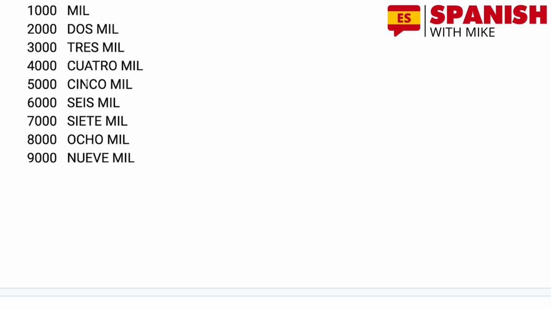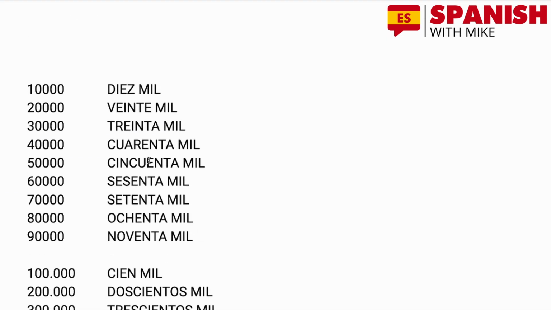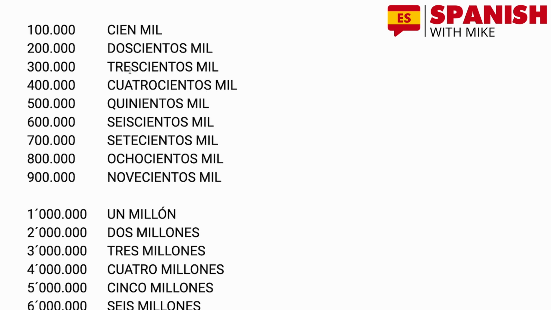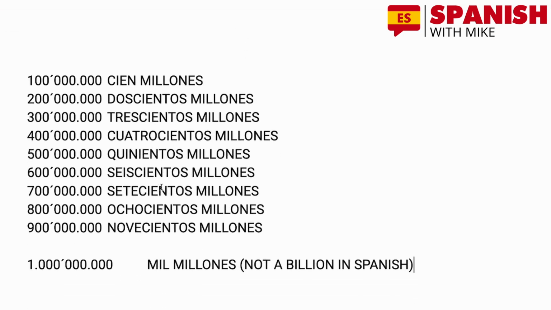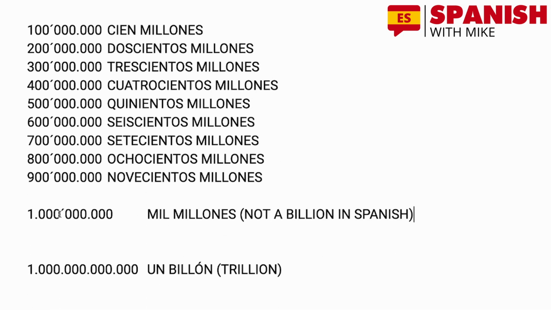3,000 millones, 4,000 millones, 5,000 millones, 6,000 millones, 7,000 millones, 8,000 millones, 9,000 millones, 10,000 millones, 20,000 millones, 30,000 millones, 40,000 millones, 100,000 millones, 200,000, and so on, right? So we have the million, the 1,000 million, right? Which in English is a billion.